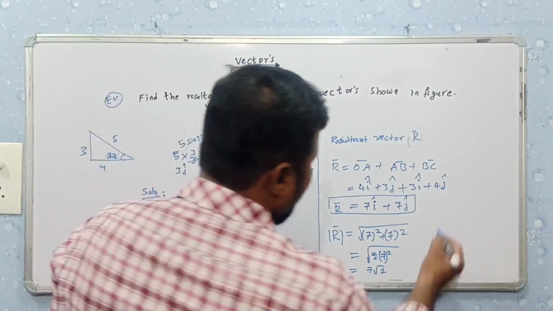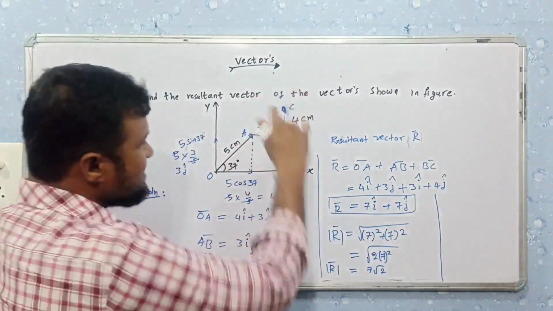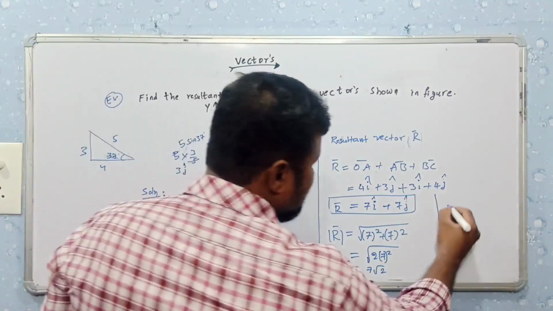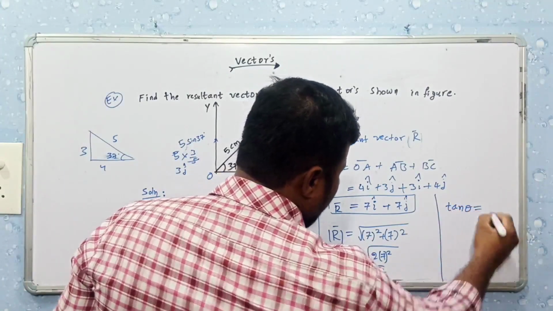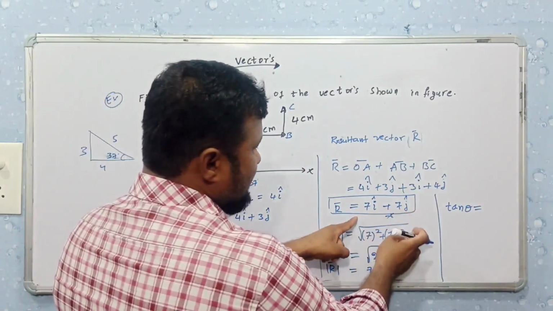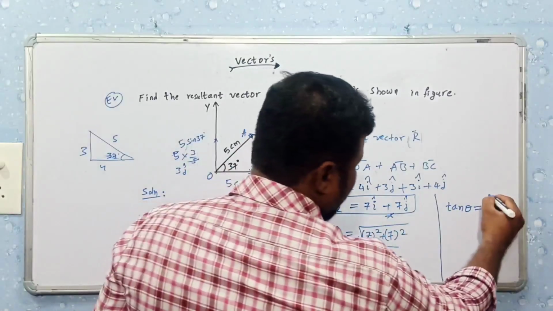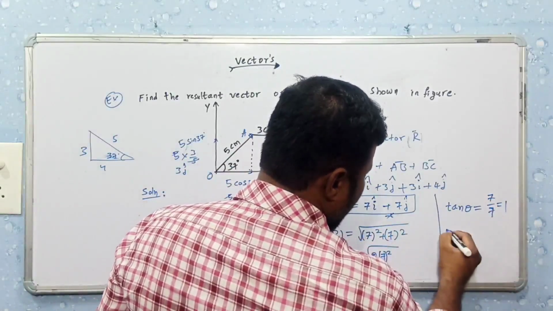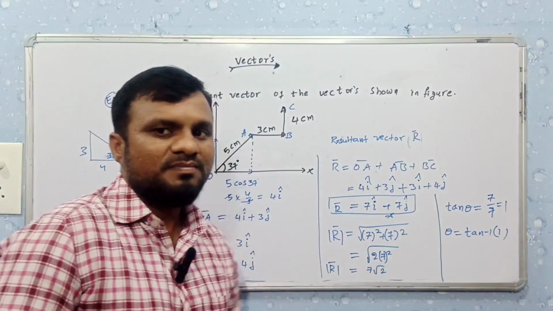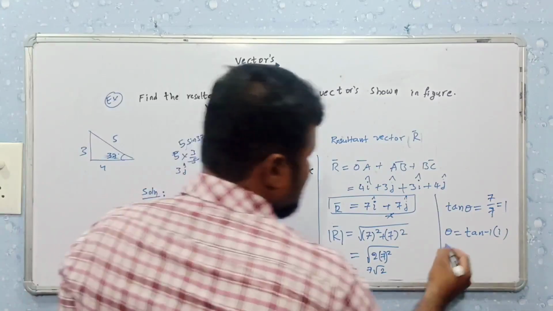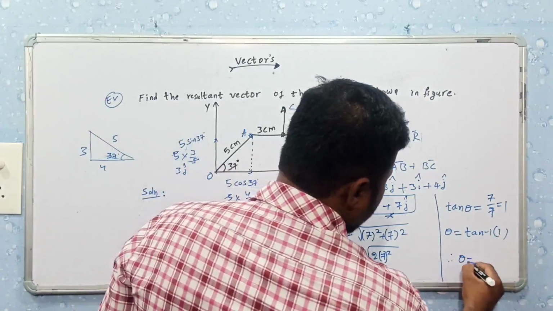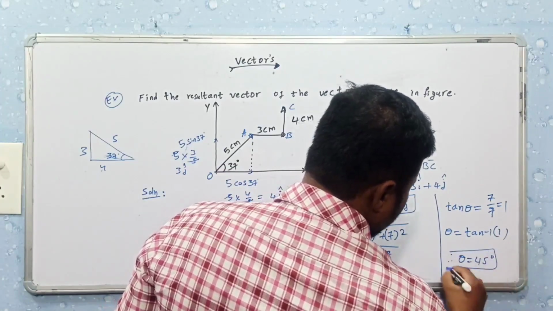Understand? Suppose I want to find the direction of the resultant vector. Direction is given by angle theta, we already discussed. So if I write tan theta from this resultant vector, tan theta is equal to opposite by adjacent, opposite 7, adjacent also 7. So 7 divided by 7 equals 1. Theta is equal to tan inverse 1. Tan how much is 1? Tan 45 degree is 1. So here theta should be 45 degree. Therefore theta is equal to 45 degree.